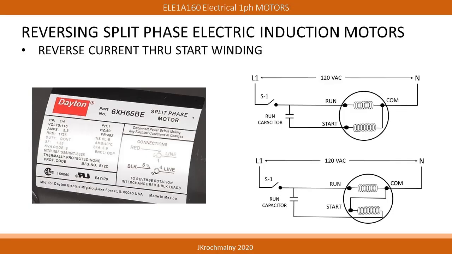If the motor rotation needs to be reversed, the pathway of the current passing through the start winding is reversed. On the right side ladder diagrams, the top diagram shows a differing amperage pathway through the start windings compared to the lower diagram.